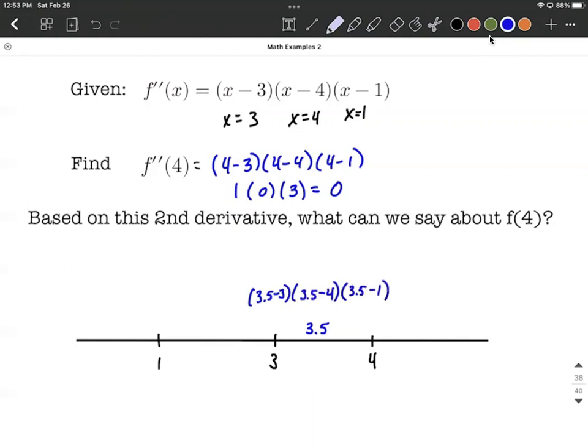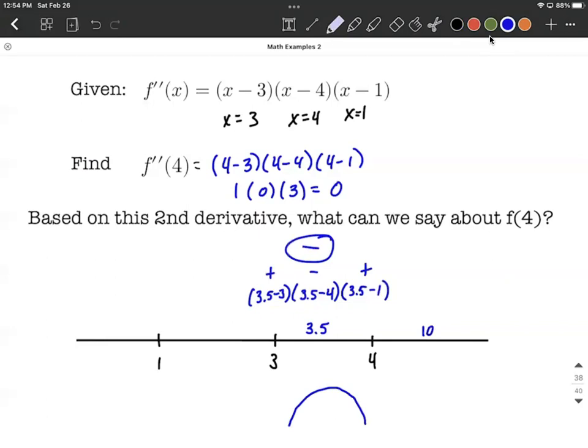Now, all I care about is positive or negative for each one of these factors, because they're all being multiplied together. They're factors. So 3.5 minus 3 is positive, 3.5 minus 4 is negative, and 3.5 minus 1 is again positive. So we have two positives and a negative multiplied together. What that tells us is that overall the result is going to be negative in that section. When the second derivative is negative, that means it's going to be concave down in between 3 and 4.